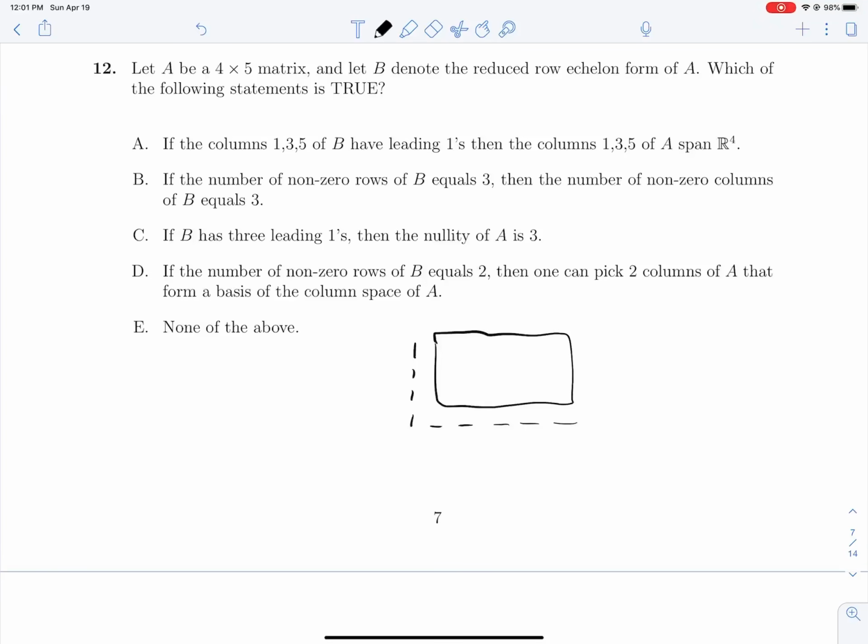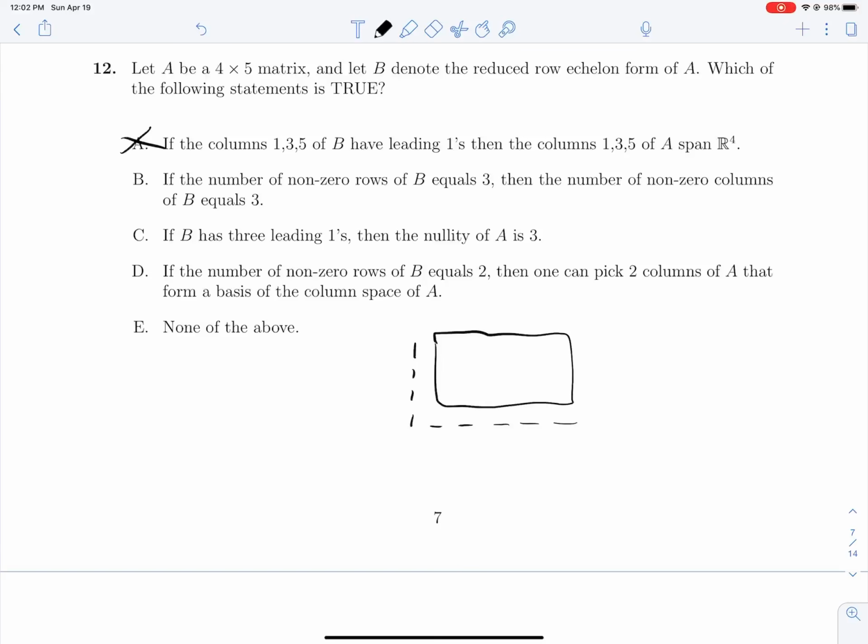A. If the 1, 3, and 5 columns have leading 1s, then the columns 1, 3, and 5 of A span R4. If you have a good sense for how spanning a vector space, or spanning a space in general, should work, this should be setting off some sirens in your head, because we know that in order to span R4, we need 4 vectors at a minimum. And so, by definition, 3 columns, it doesn't matter how many entries are in each column, cannot span R4.